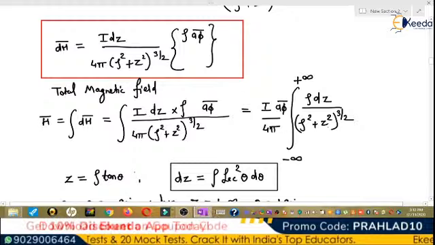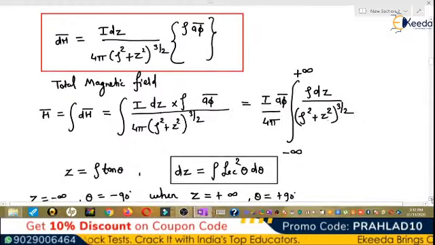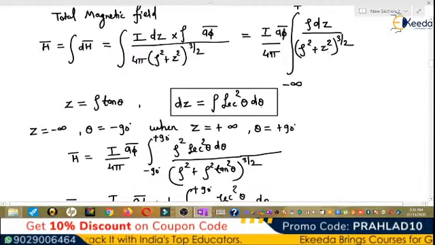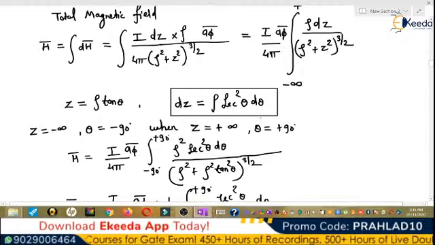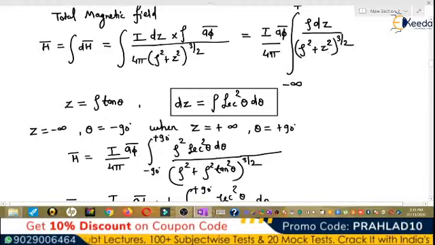So now we are putting z equal to rho tan theta to solve this integration. So dz is equal to rho sec square theta d theta. When z is minus infinity, theta is minus 90 degrees, and when z is plus infinity, theta is plus 90 degrees. So H vector is I upon 4 pi a phi, integration from minus 90 degrees to plus 90 degrees of rho square sec square theta d theta upon (rho square plus rho square tan square theta) to the power of 3 by 2.